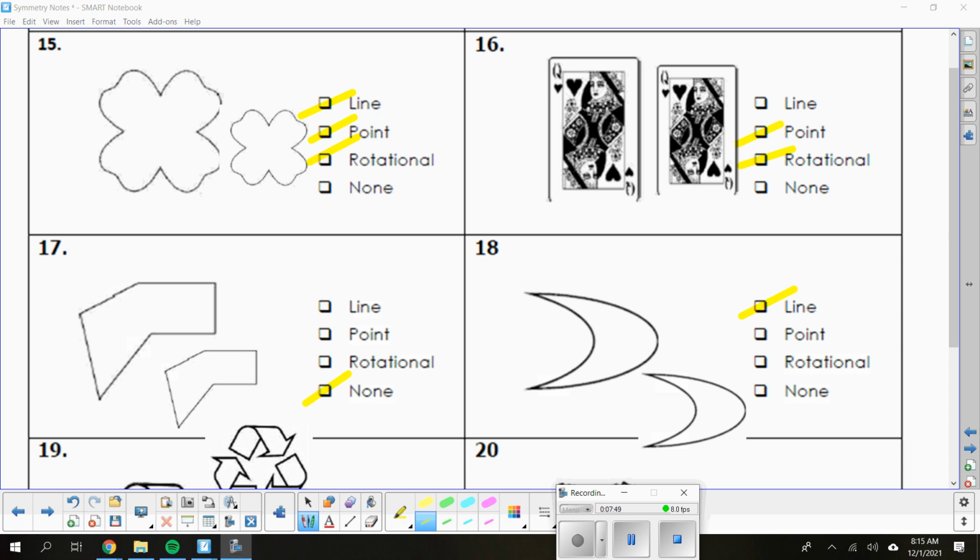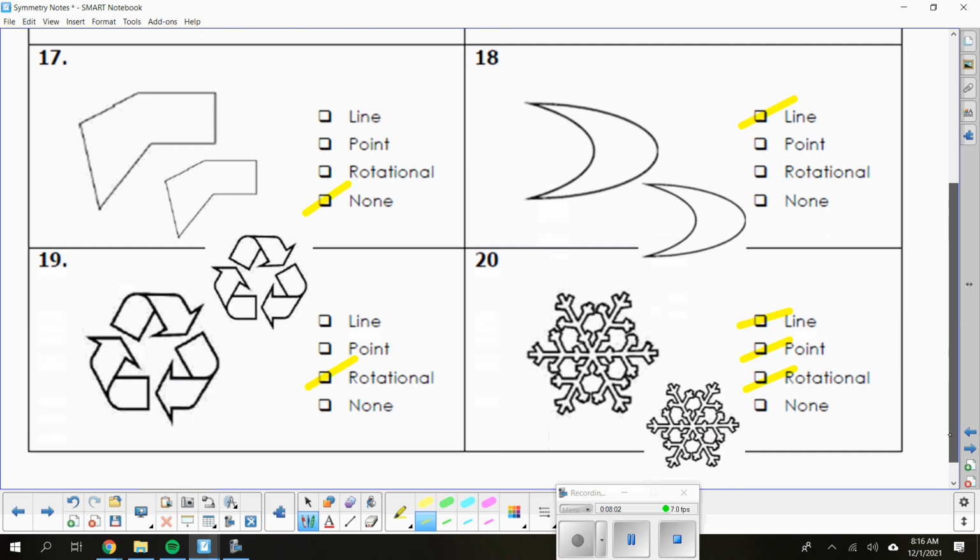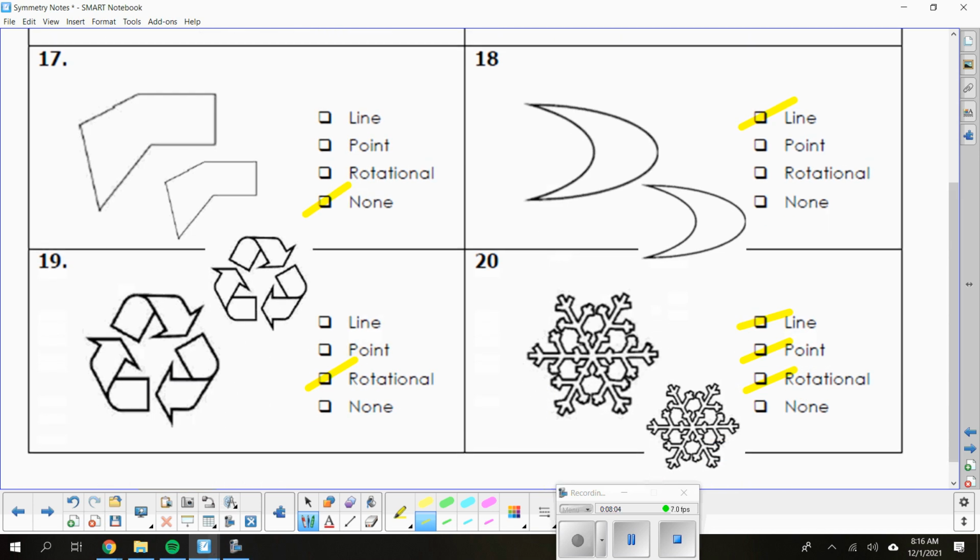Alright, so 15 has all 3. 16 just has point and rotational. The reason line doesn't work is because of where the heart and the face are going to be on the playing card. 17 has none. 18 has just line. 19 has just rotational because of those arrows, which are really effective for showing rotation. And a snowflake, number 20, has all 3.